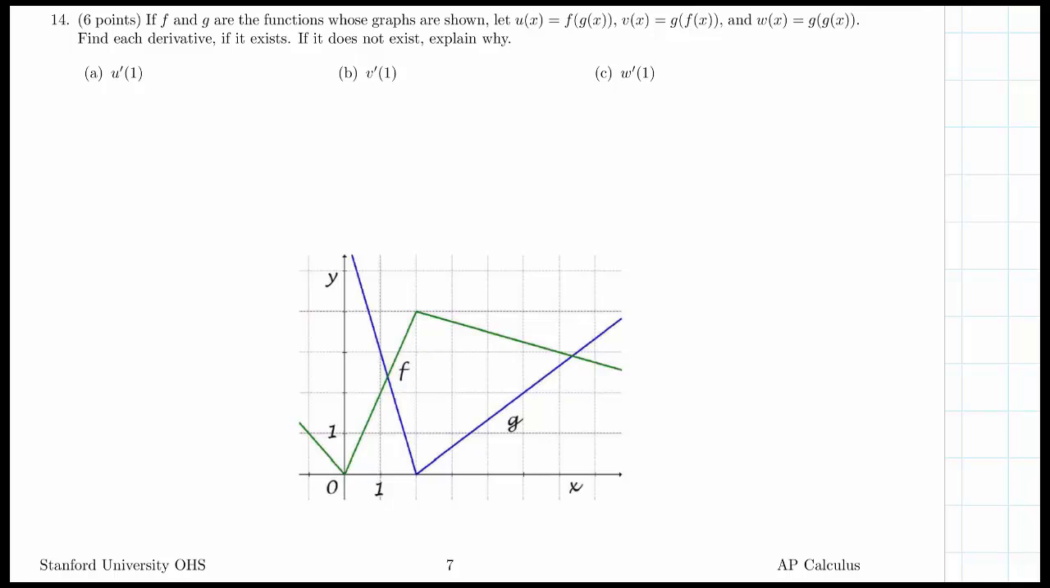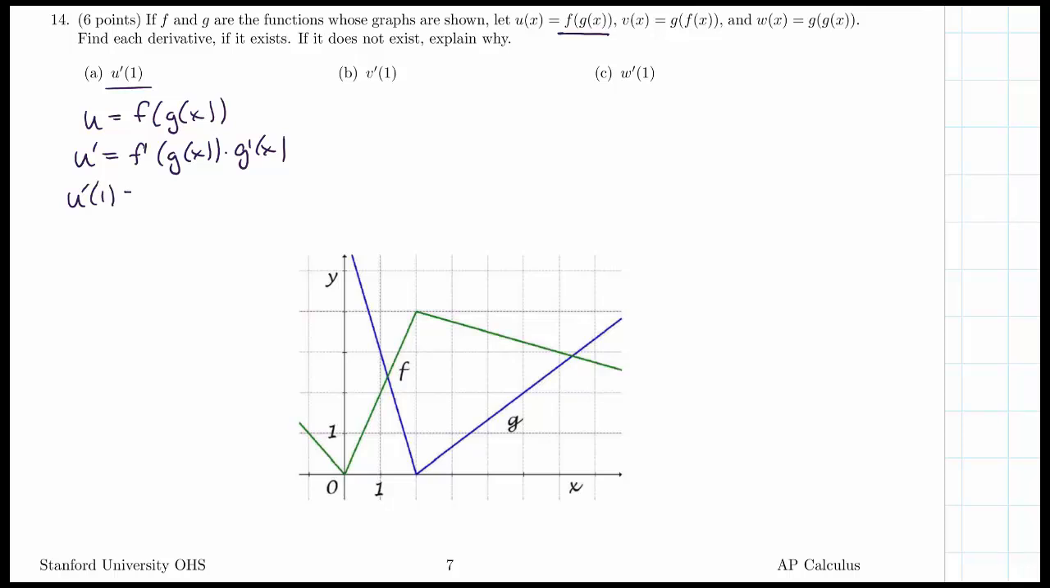Here's problem number 14 from assignment number 4. We're given that u is the composite function f of g of x, and we want to know, does u prime exist? Well, let's see. If u is equal to f of g of x, that means u prime is going to be f prime of g of x multiplied by g prime of x.